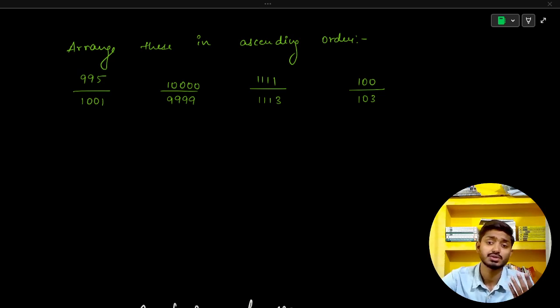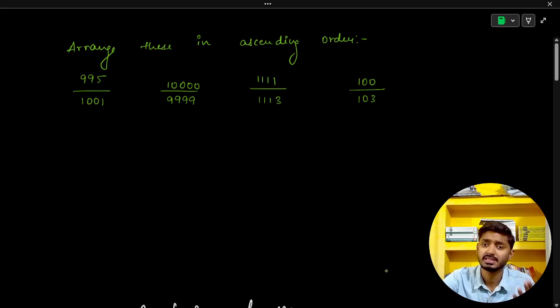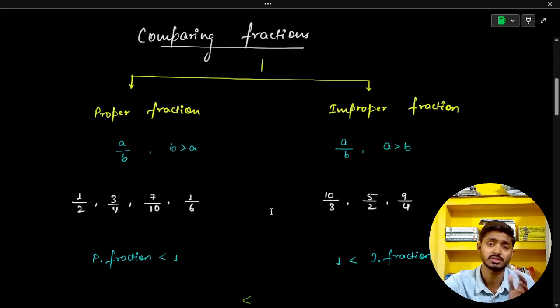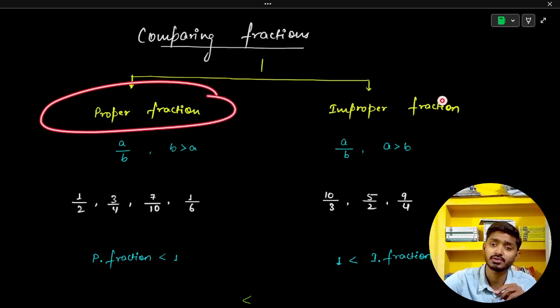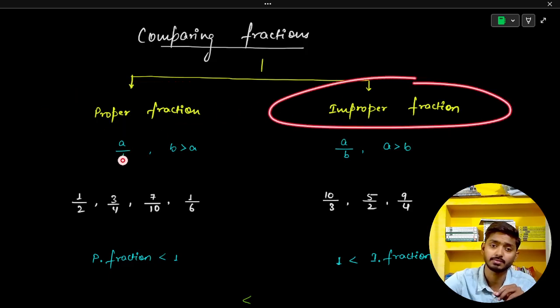These types of questions are quite common in competitive exams, and at first glance it may seem very difficult, but I promise these are one of the easiest questions to solve. So our today's topic is comparing fractions. Before we do that, there are two types of fraction: proper fraction and improper fraction.